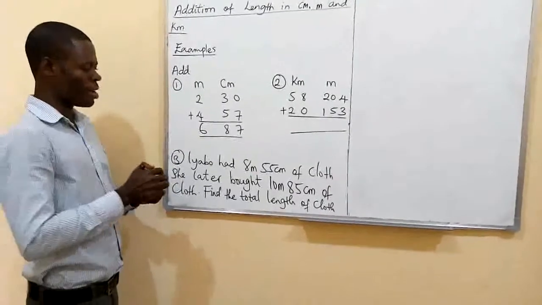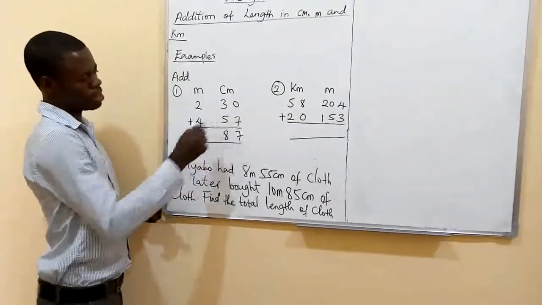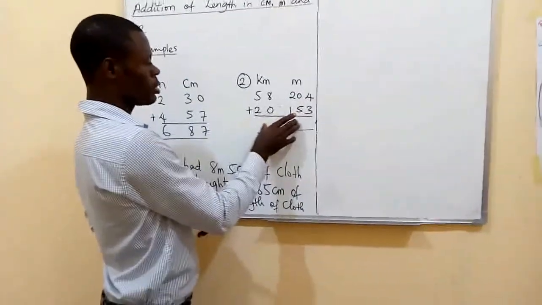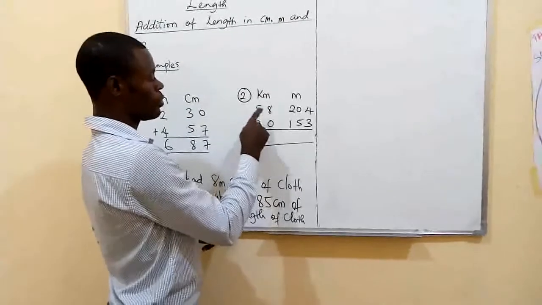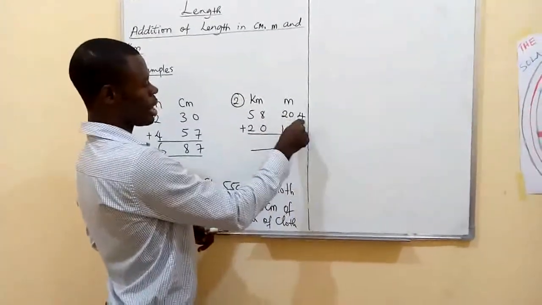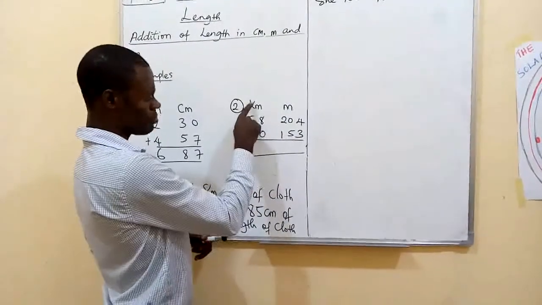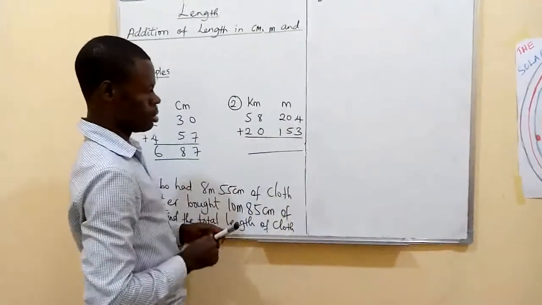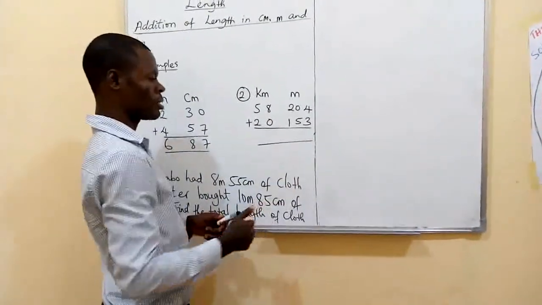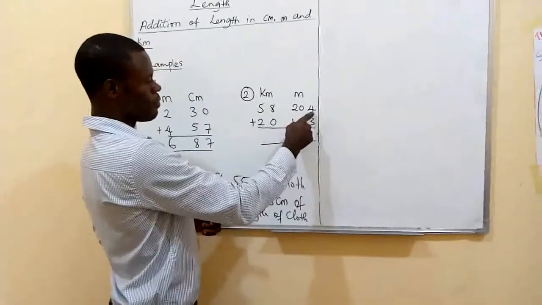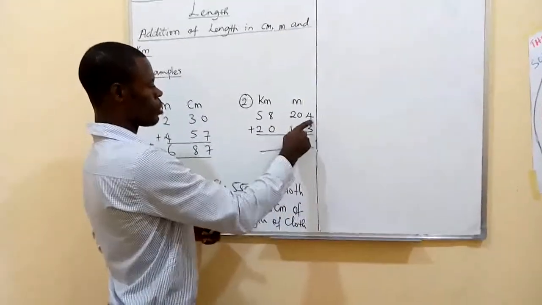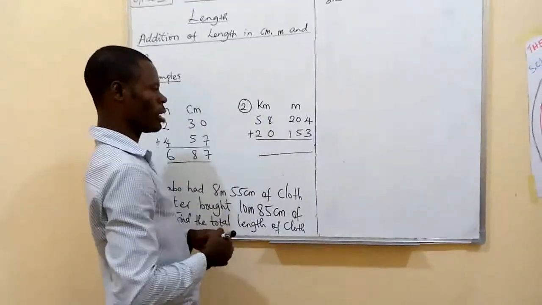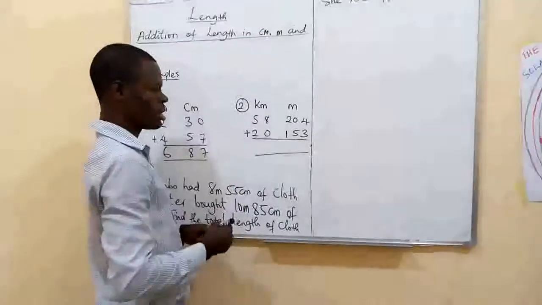So the answer we have here is 6 meters 87 centimeters. Next, number 2, we're going to look at this: 58 kilometers 204 meters plus 20 kilometers 153 meters. Still starting from the extreme right, we have 4 plus 3. Go to your rough work, count 4, count 3, and add them together, and your answer will be 7.